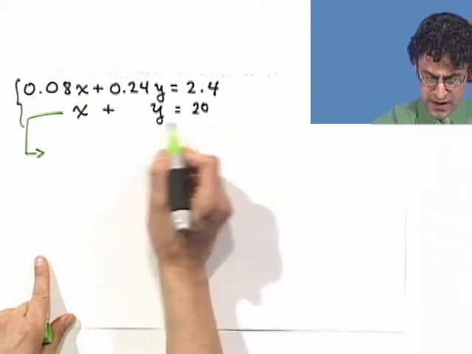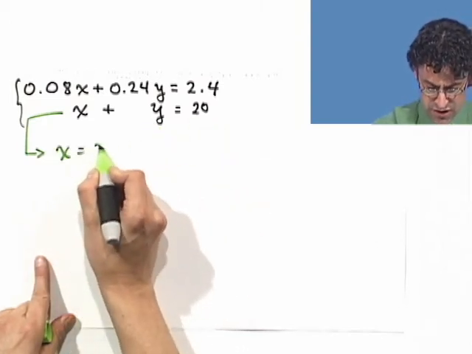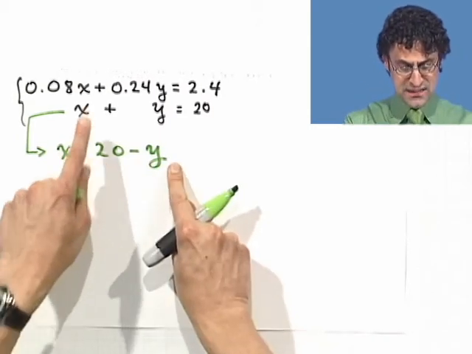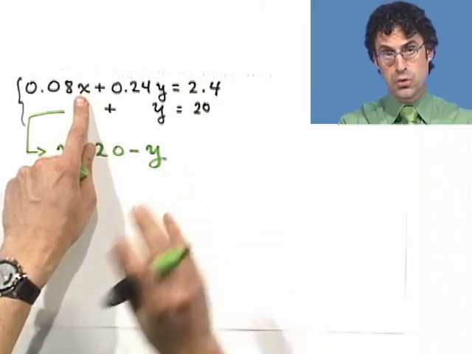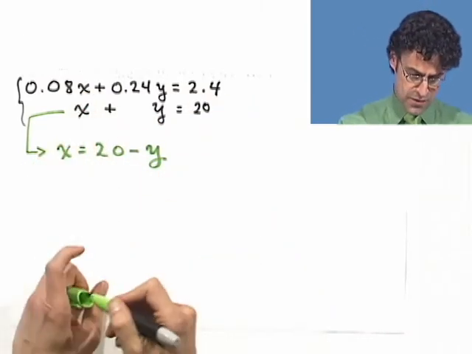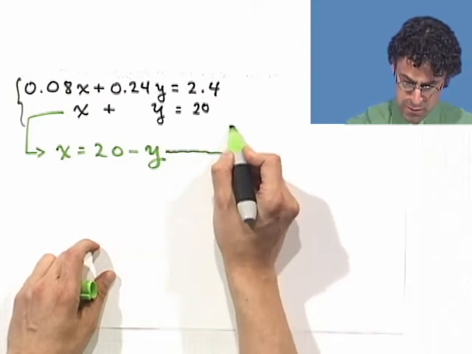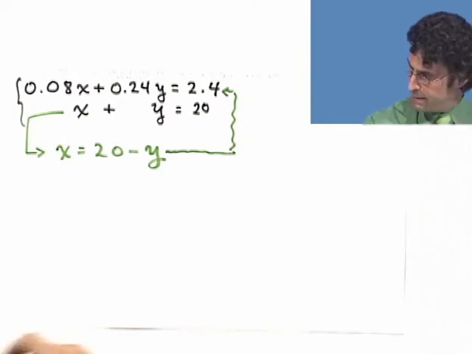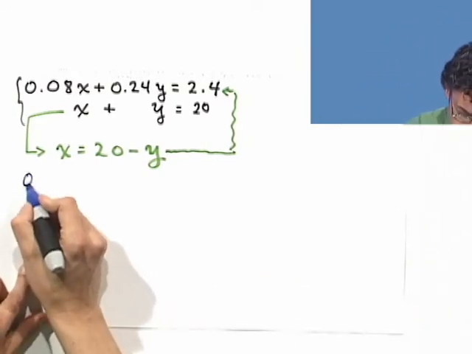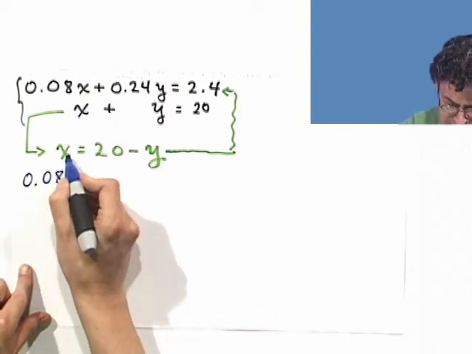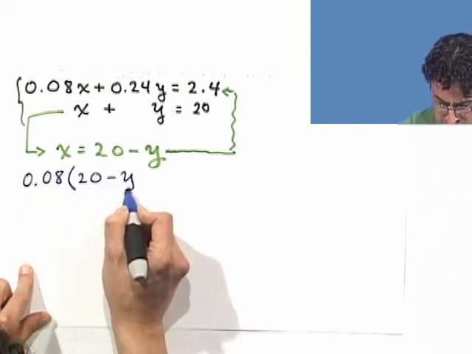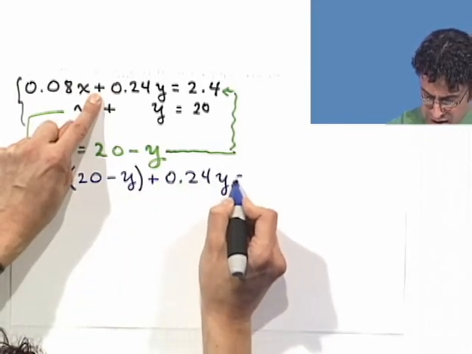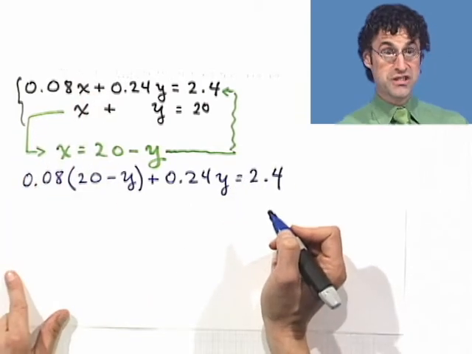And when I solve for x, I'm going to subtract y from both sides, and I see x equals 20 minus y. Now I'm going to substitute that x in for this x here. And then I'll have an equation just in terms of y. In fact, when I substitute this in, right into here, what I result in is the following. I result in 0.08 times x, but I'm substituting 20 minus y for x. And then I have the plus 0.24y equals 2.4. And now my mission is to actually solve this.